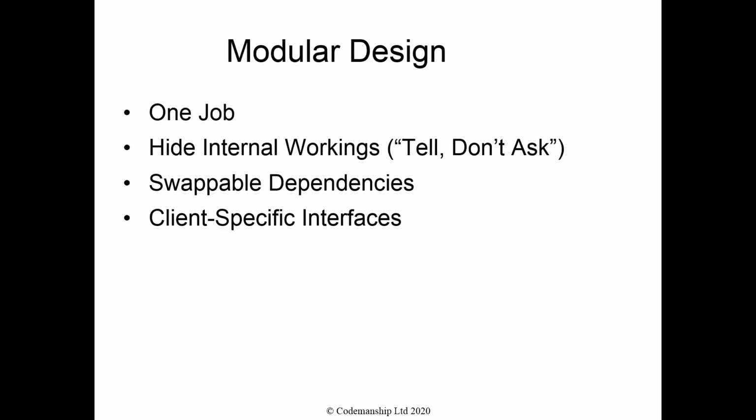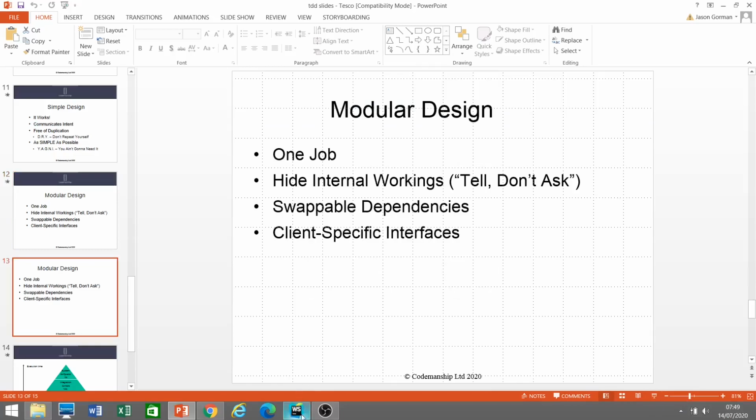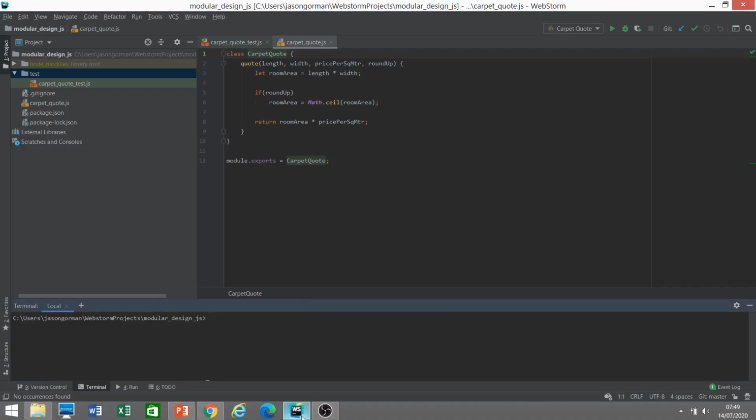Okay, let's do an example. Let's do a little example here. So I've got some code here that calculates quotes for fitted carpets. So we give it the length and the width of the room that we want the carpet in, and we give it some information about pricing, the price per square meter of the carpet, and whether or not we should round up the area of the carpet when we price it.